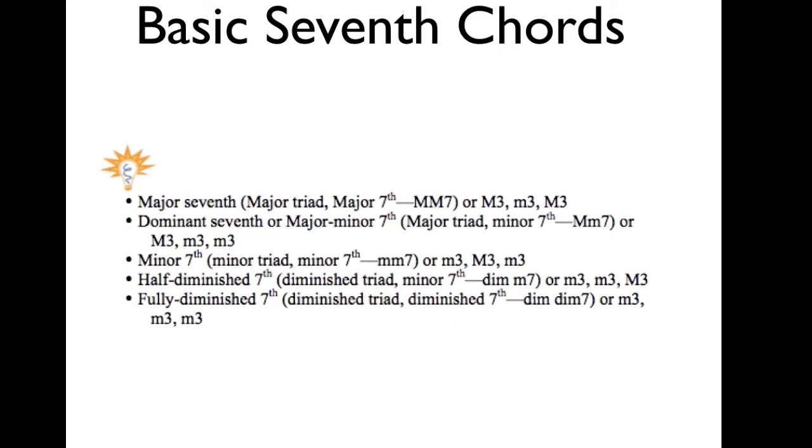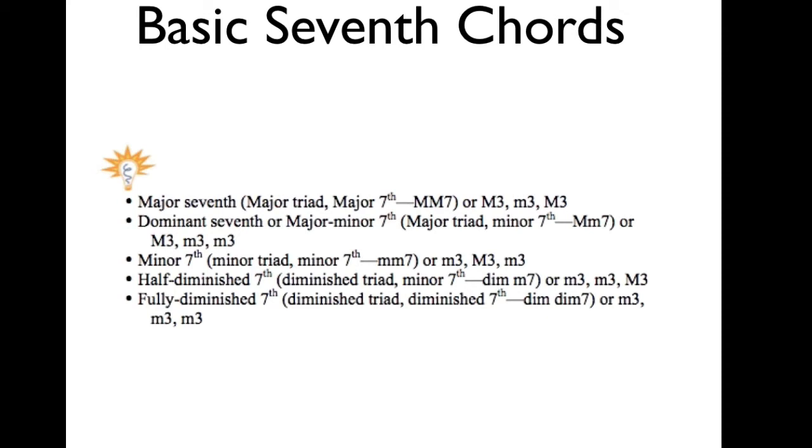The fourth type is the half-diminished 7th chord. This consists of a diminished triad and a minor 7th. And it's abbreviated dim M7, or you can actually say m7 with a little degree sign, or in stacked, talking about it from a stacked viewpoint, it's a minor third, and a major third.